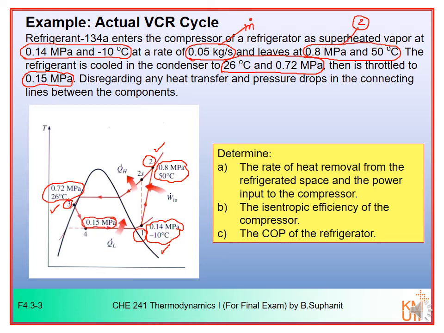You know the pressure at point number 4. If we ignore any heat transfer and pressure drops in the connecting lines between the components, we want to determine the rate of heat removal from the refrigerator space. So this one is QL dot. We want to determine QL dot and the power input to the compressor, which is W dot in.